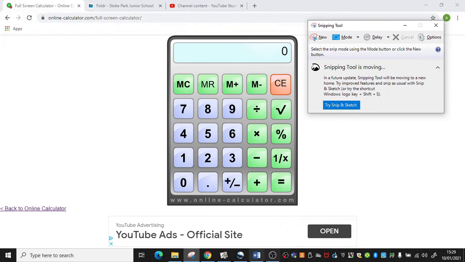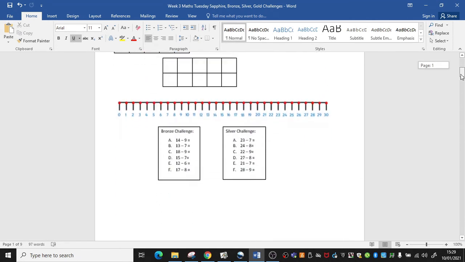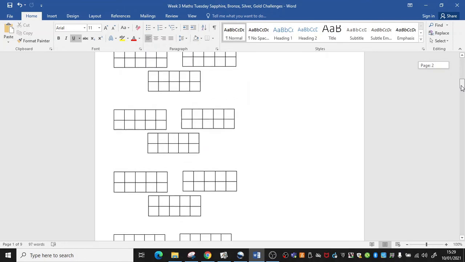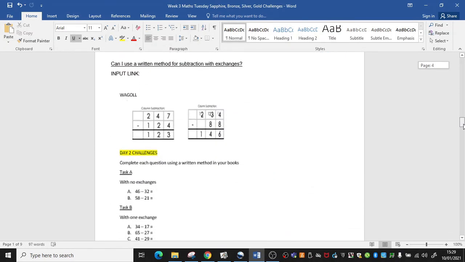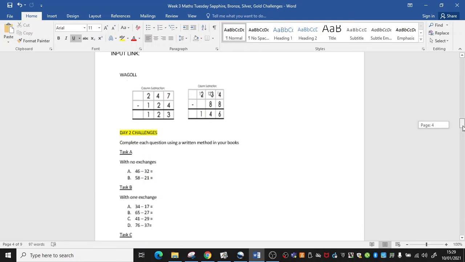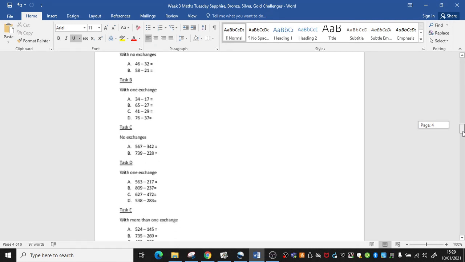Now, if I pull up today's work for you, then we can see the Sapphire challenges with an example of that modelling I did at the start, and there are some tens grids and number lines for you to print off to help with your working out should you need them. Similar to yesterday, I've called this Day 2 challenges for the bronze task. Now this bronze task, again, you've got tasks A through to E, and it's all about how many exchanges that you want to do.